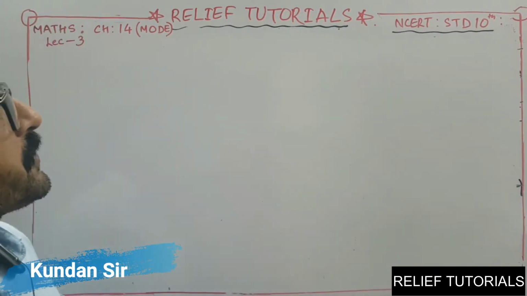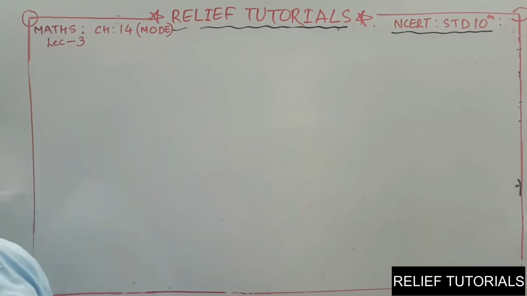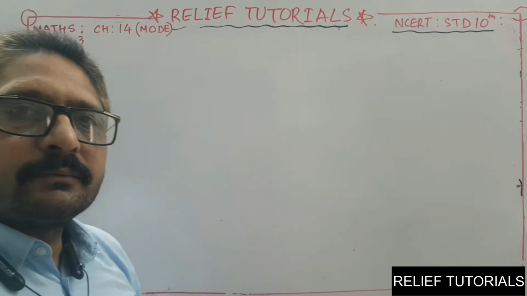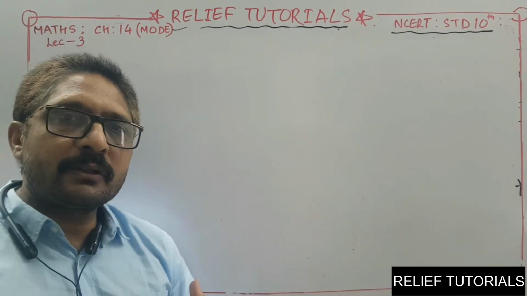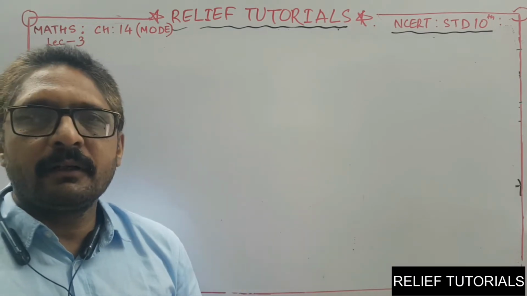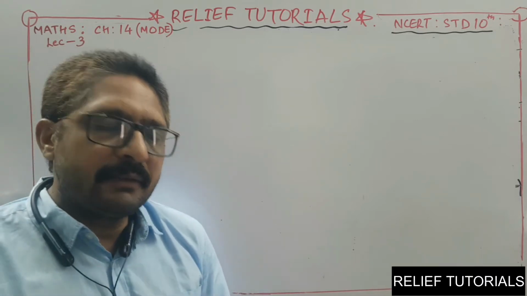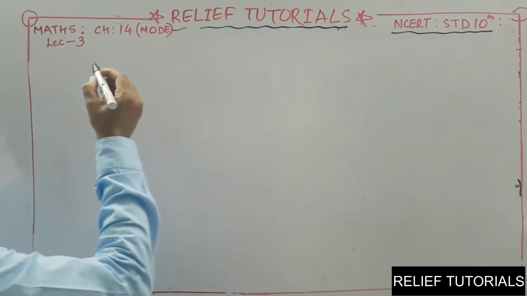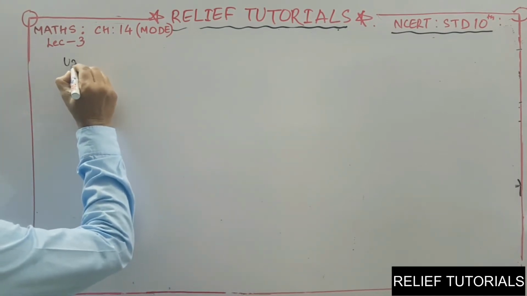Today we are going to start a new topic of chapter statistics, mode. So what is mode? Literally, mode is an observation which occurs most frequently, or it is the value of observations with maximum frequency. Mode is usually denoted by Z. Now, mode for ungrouped data.